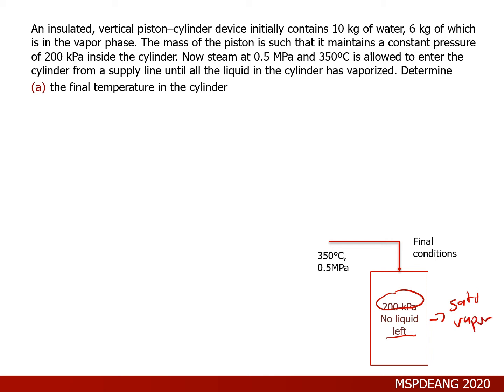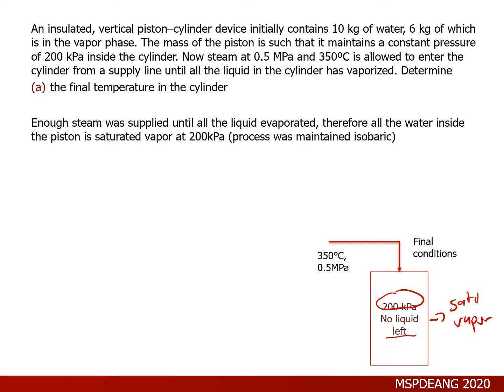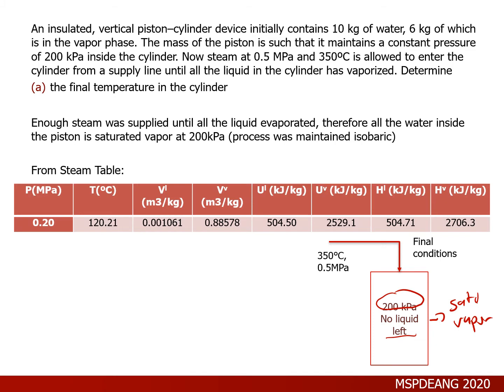So to find the temperature of the steam inside the cylinder, enough steam was just supplied until all the liquid evaporated. Therefore, all the water inside the piston is saturated vapor at 200 kPa. So we now take a look at the steam table at 200 kPa, and the temperature of saturated steam at 200 kPa is 120.21 degrees Celsius, which is now the final temperature of the steam inside the cylinder.